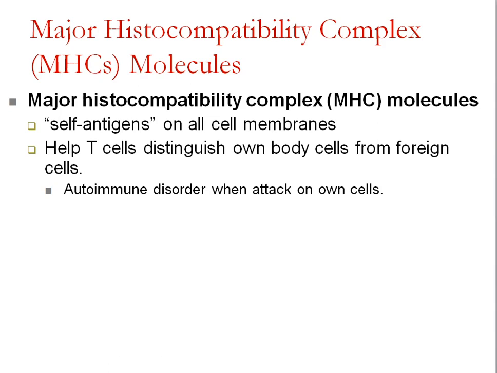Major histocompatibility complex molecules, or MHC molecules, so it's not so much of a mouthful. These are just molecules that we find inside of our cells. They have self-antigens on all of our cell membranes, and they help our T cells distinguish our own body cells that are supposed to be there from the foreign cells that are not. When we get an autoimmune disorder, that's when our T cells start attacking our own body cells.